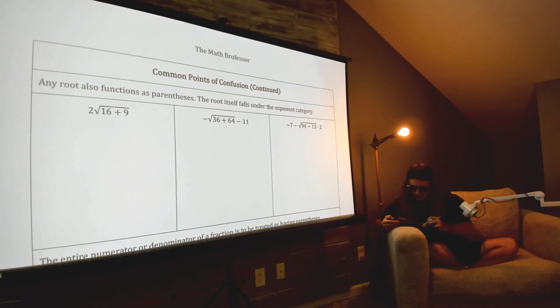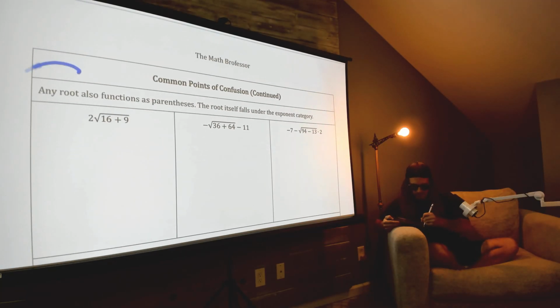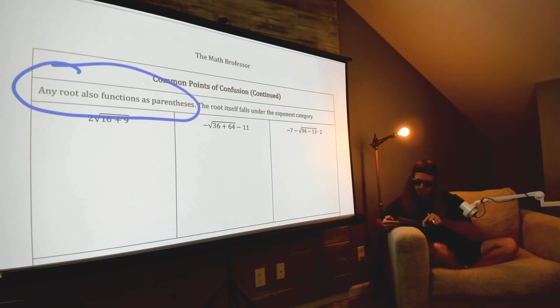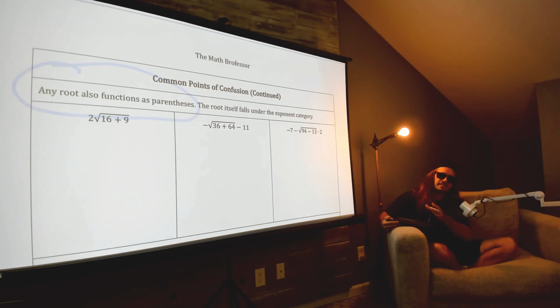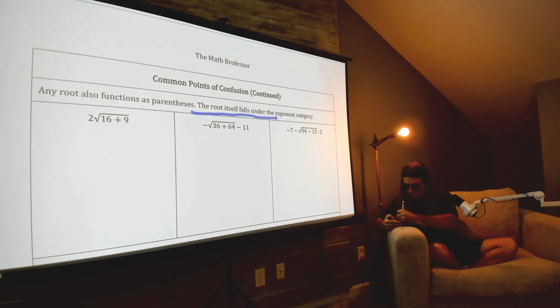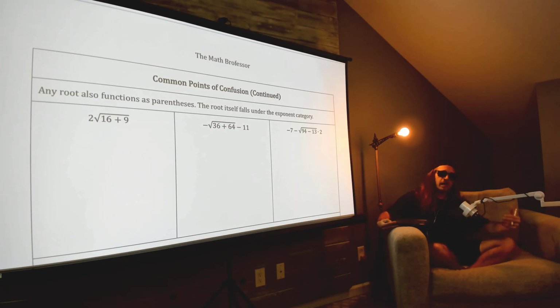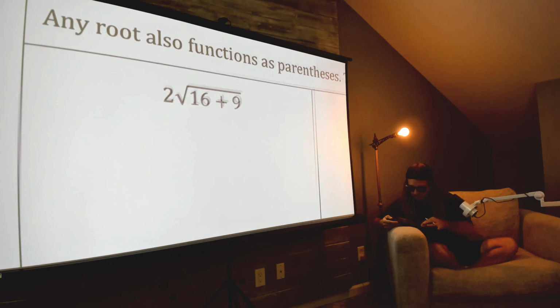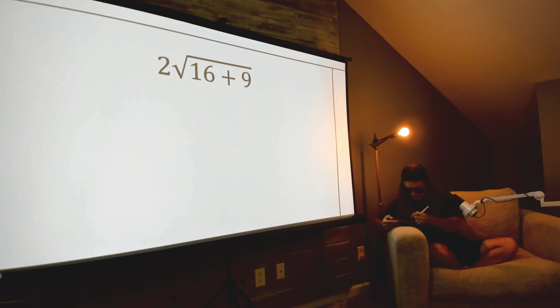In the same manner as the absolute value, any root also functions as parentheses. And then I did state this at the beginning, but the root itself falls under the exponent category. So we're going to evaluate what's underneath the root as if there were parentheses, P, and then we will evaluate the root, which falls under E, exponents. So starting with the first one here, 16 plus 9 is 25.